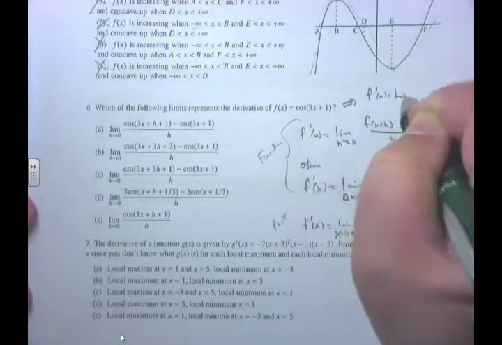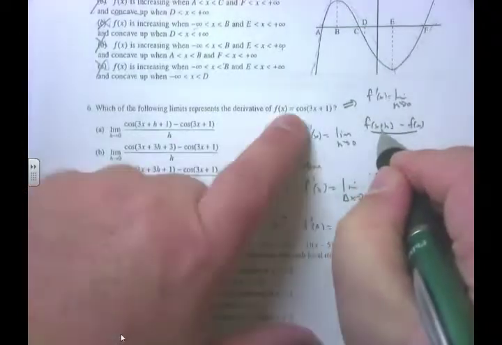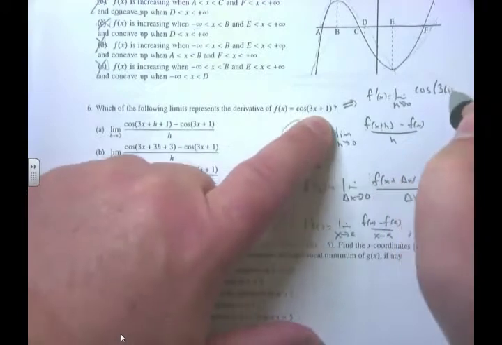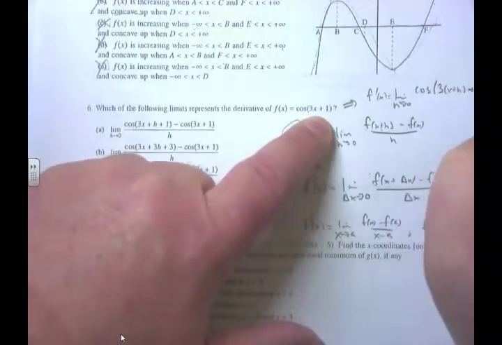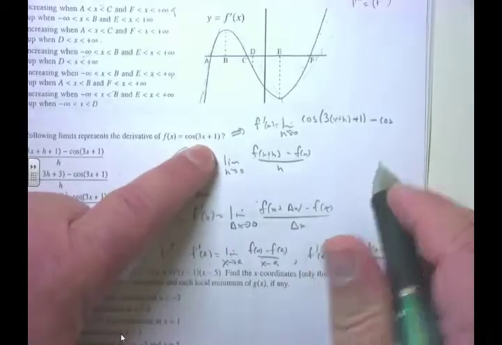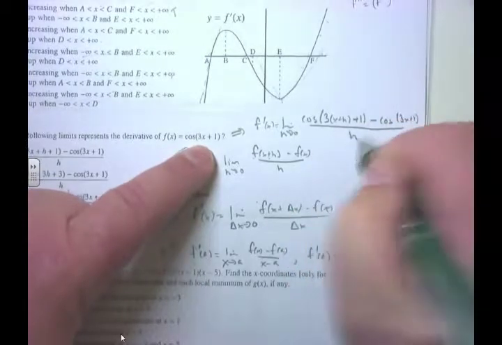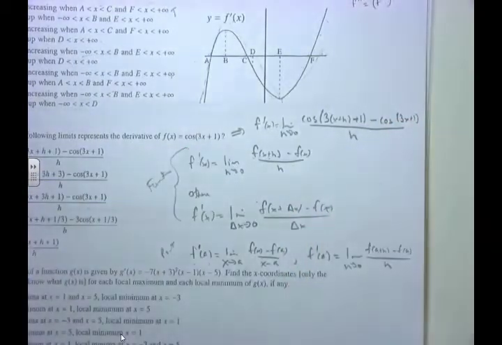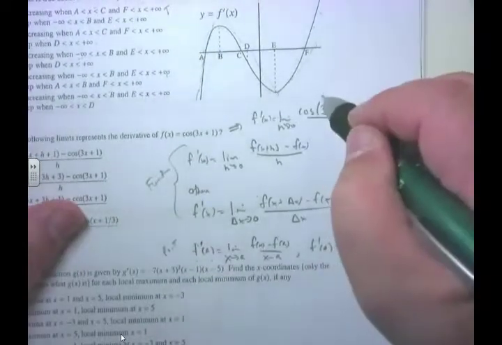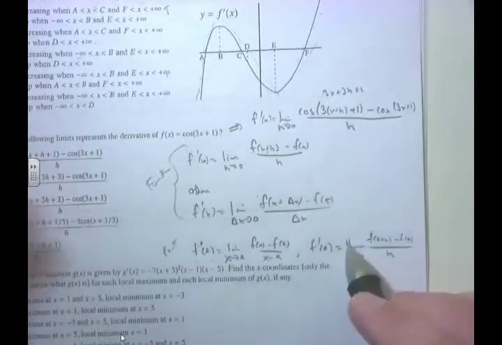The derivative is going to be equal to the limit as h approaches 0 of f of x plus h. F of x plus h would be the cosine of 3 times, wherever there's an x, plug in x plus h, plus 1, minus f of x, just copy the function down, which is cosine of 3x plus 1, all over h. Okay? And the only thing you could do to clean this up is distribute. This would have been 3x plus 3h plus 1.